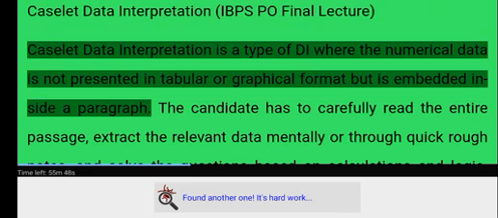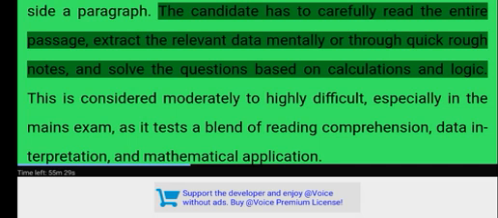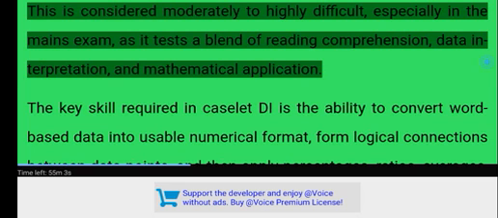Caselet data interpretation is a type of DI where the numerical data is not presented in tabular or graphical format but is embedded inside a paragraph. The candidate has to carefully read the entire passage, extract the relevant data mentally or through quick rough notes, and solve the questions based on calculations and logic. This is considered moderately to highly difficult, especially in the mains exam, as it tests a blend of reading comprehension, data interpretation, and mathematical application.